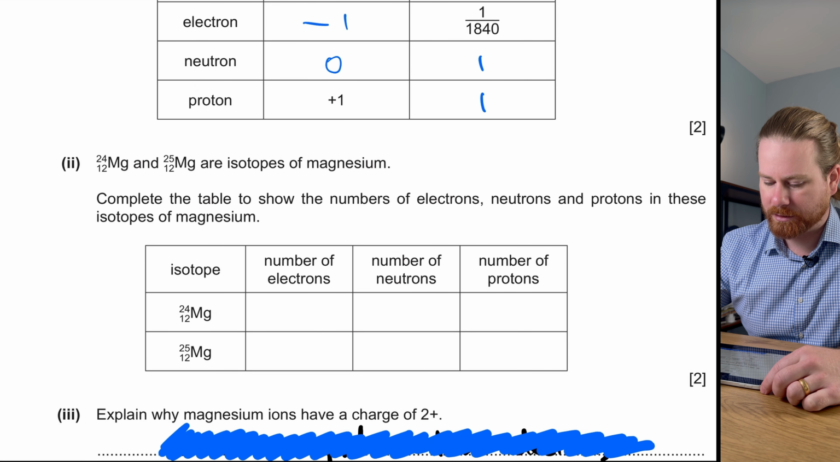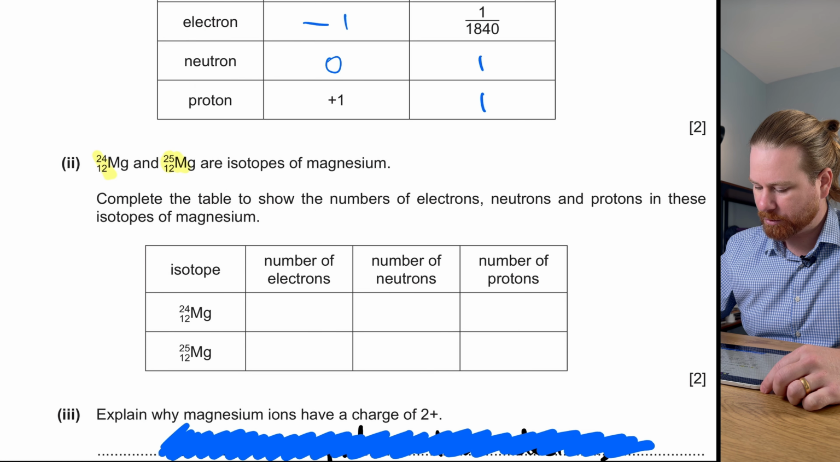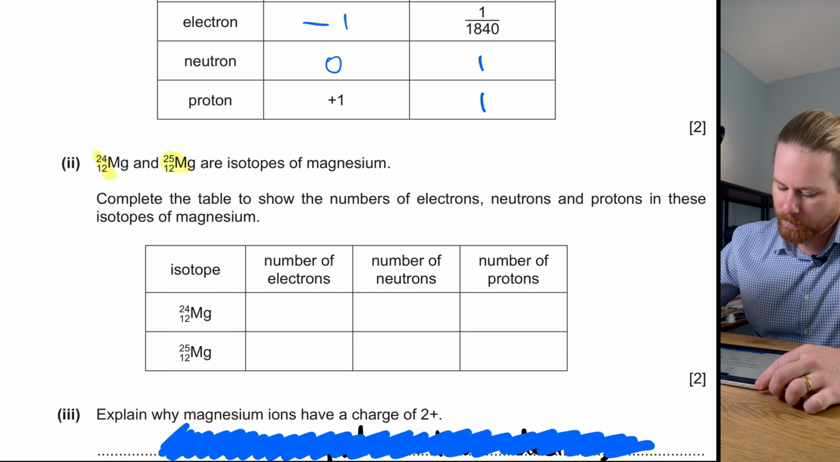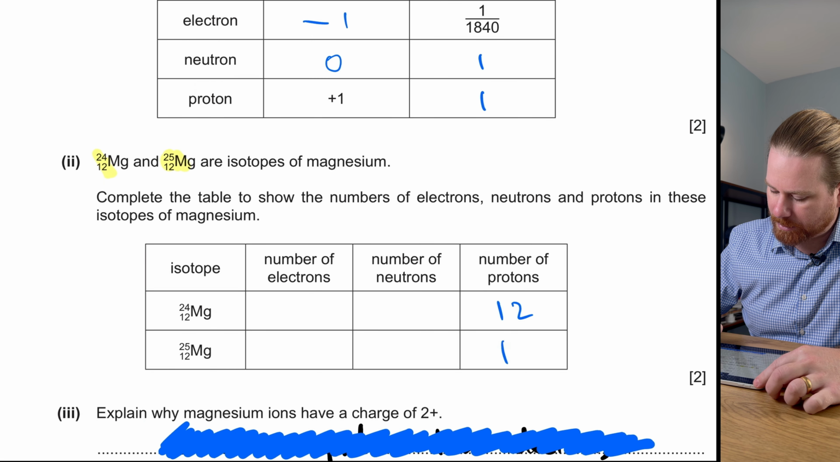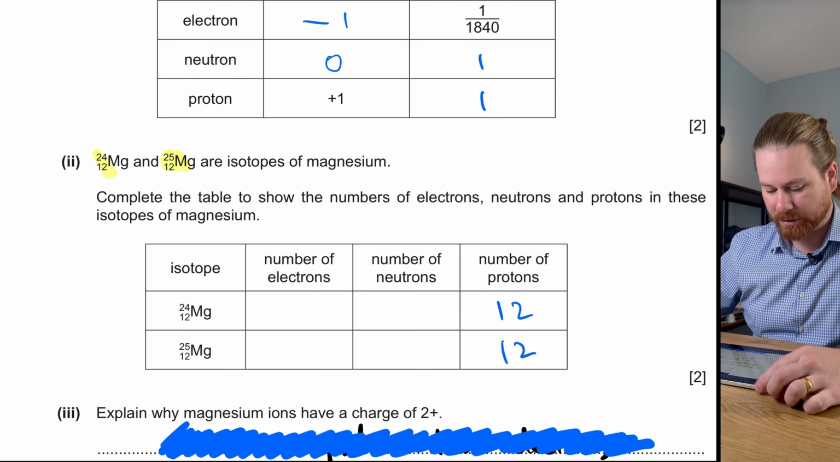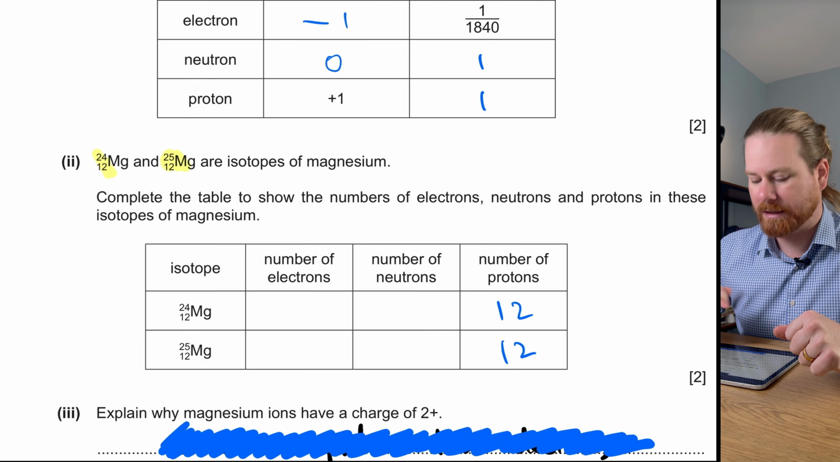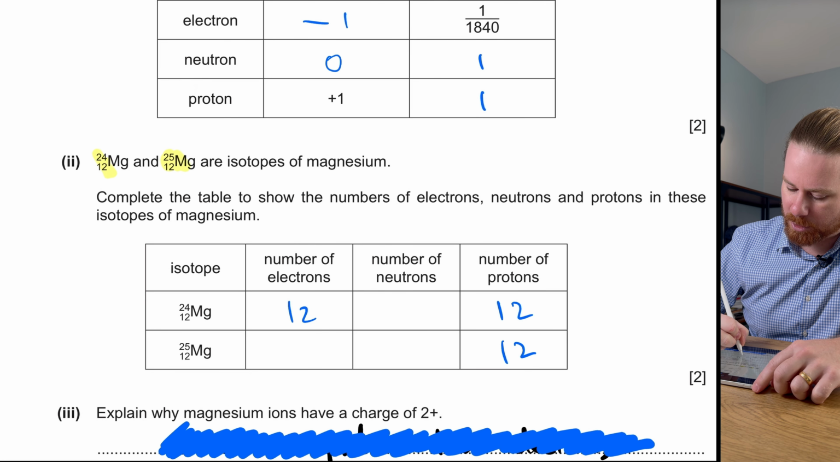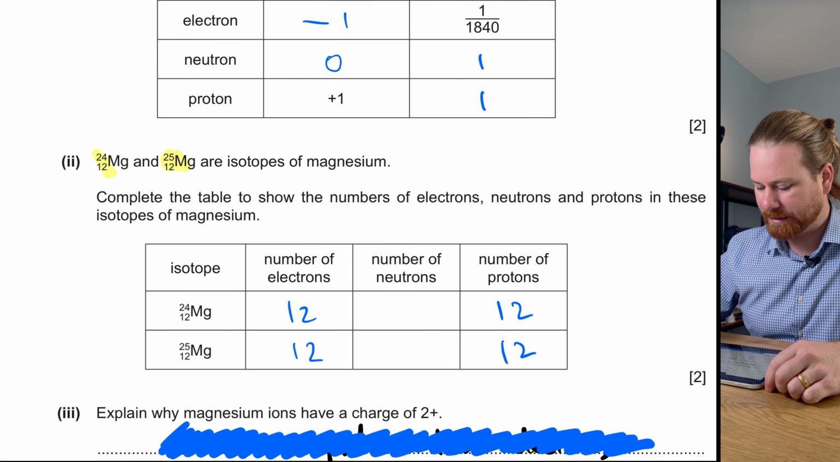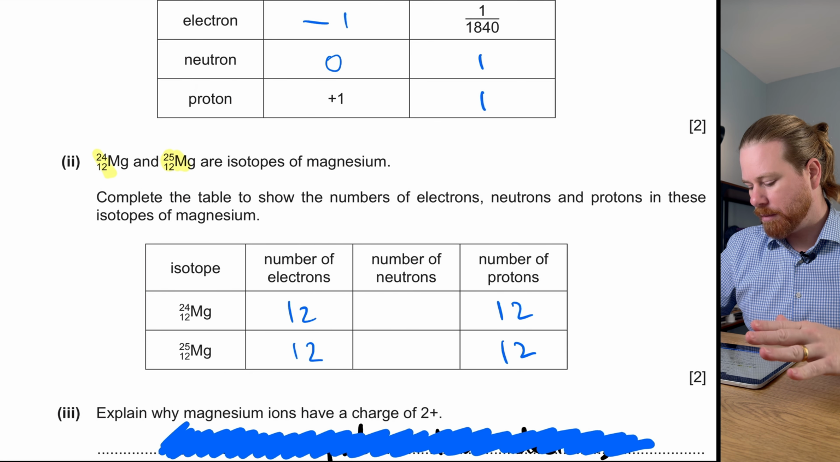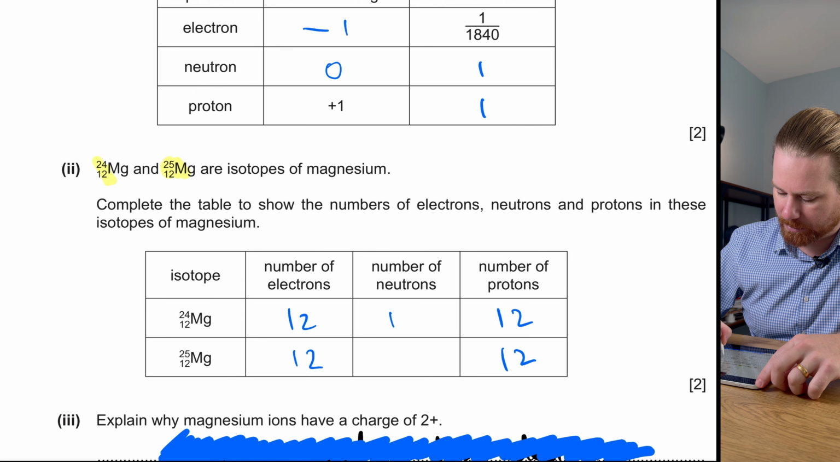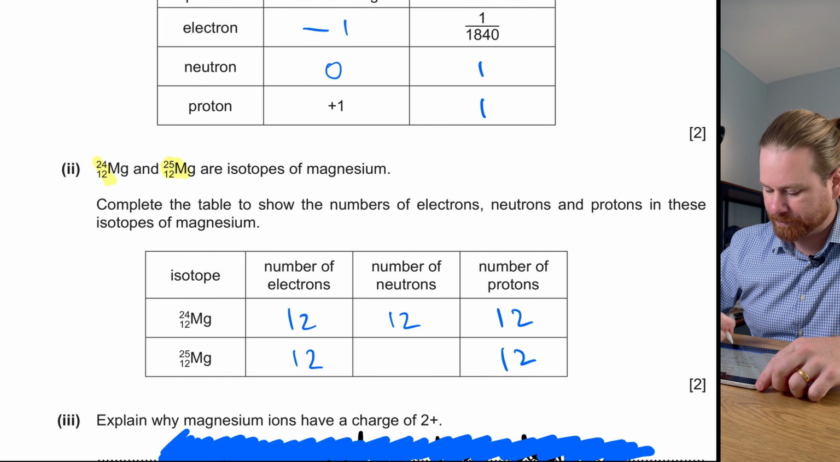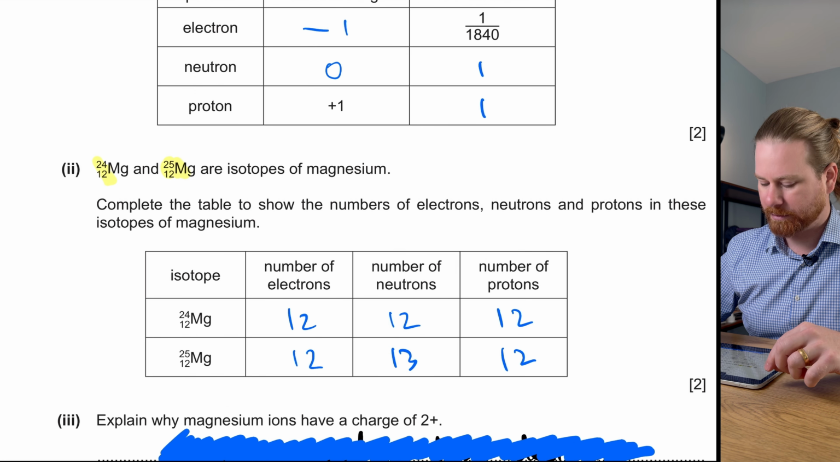Now we've got 2 isotopes of magnesium. Complete the table to show the number of electrons, neutrons and protons in these isotopes. Let's start off with the easiest one. Protons: it has to be 12 protons because magnesium is the only element that has 12 protons. Because it is not an ion, it's still an atom, the number of electrons is the same. The number of neutrons is the mass number minus the proton number. So 24 minus 12 is 12, and 25 minus 12 is 13.